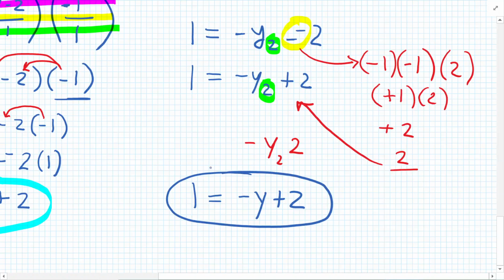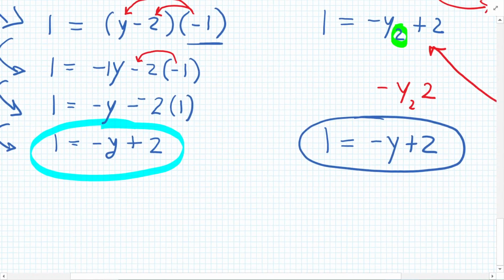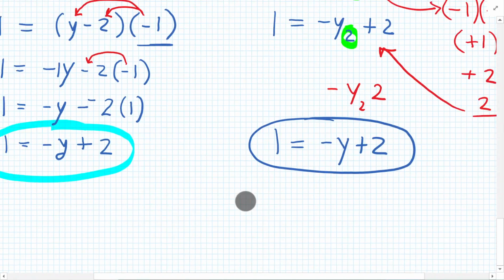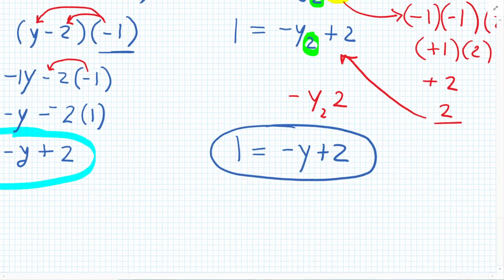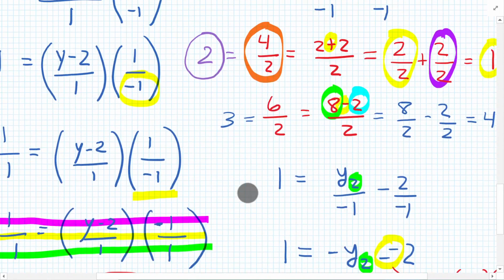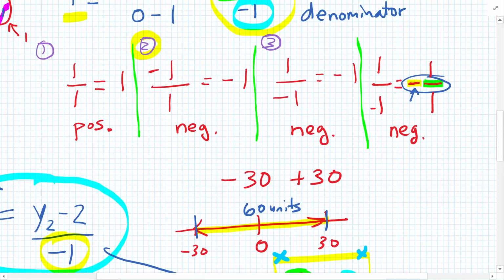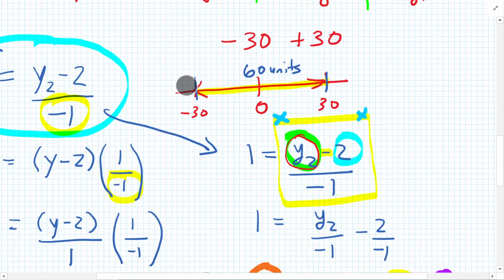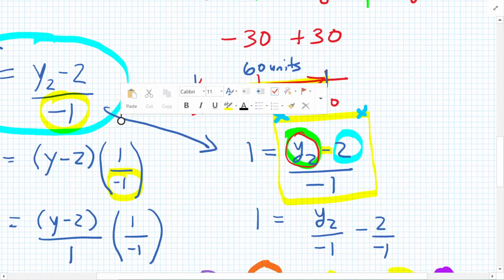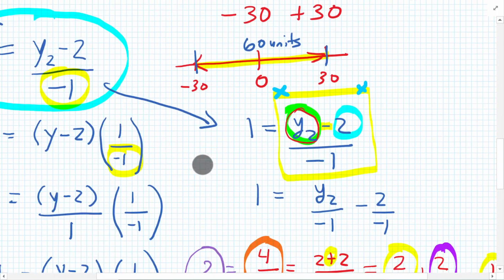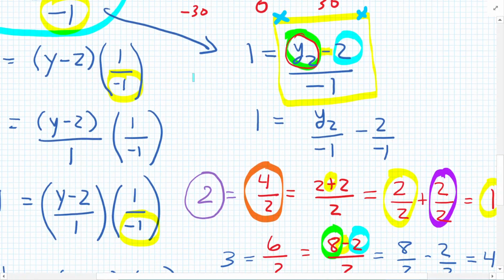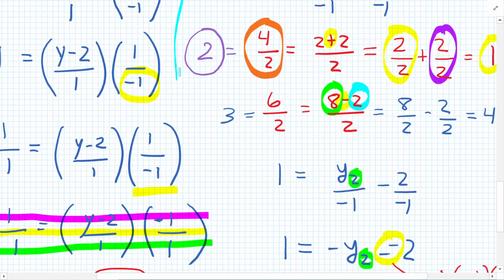I'm going to circle this and we're going to compare these two results. They're the same. We have 1 equals minus y plus 2 over here highlighted in blue, and we have 1 equals minus y plus 2 highlighted in green. We took 2 different paths to get here. Starting here, and we eventually got to our answer. I'm going to separate these 2 paths.